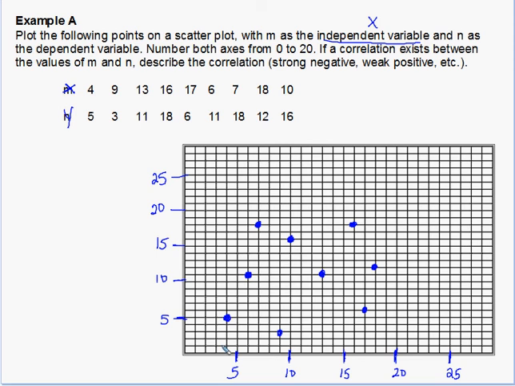Describe the correlation. Perfect. No correlation. Okay. Could I have figured that out with this list of numbers? Maybe. But it's much easier looking at the picture.